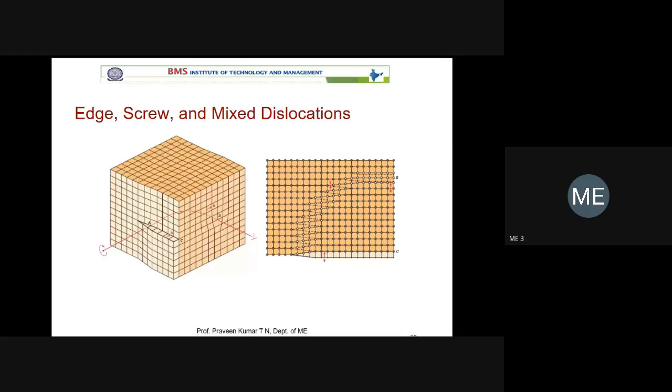This is one more sketch. Edge or screw or mixed dislocation. Can you imagine? Imagine you have one duster on your table. If the edges of the duster are parallel to the edges of the table and you move it like this, then it will become a screw dislocation. Just you are pushing the duster. But if we hold the duster and rotate it, then it is a screw dislocation.